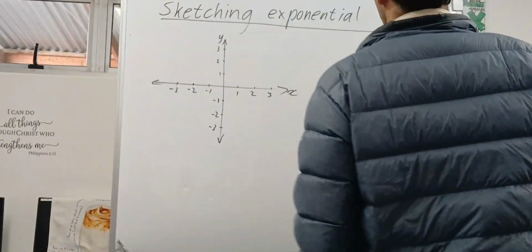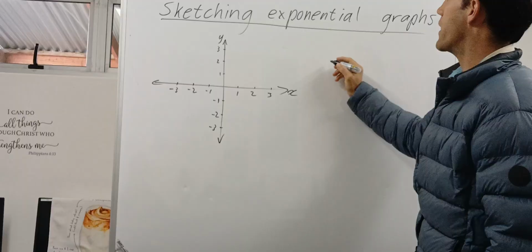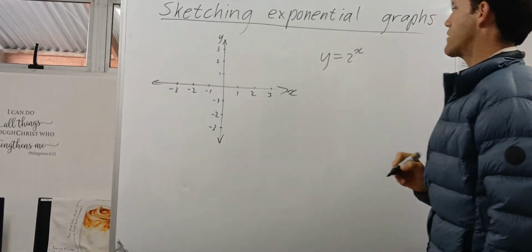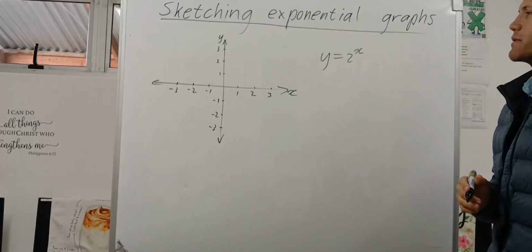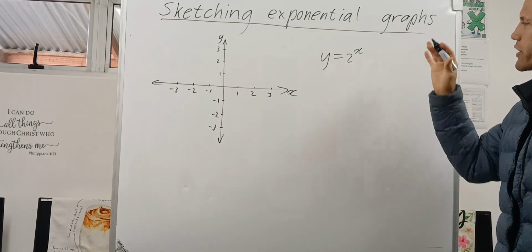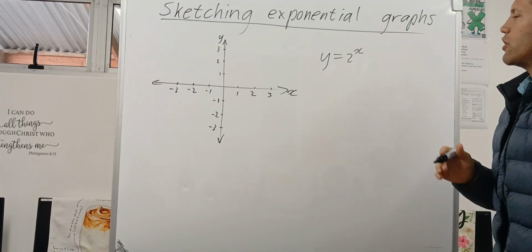Okay, so exponential graphs. We already spoke about the exponential graphs. Let's look at the basic one. Let's look again at y equal to 2 to the power x. Okay, very basic exponential graph. Y equal to 2 to the power x. Okay? We said that you can substitute 0, negative 1, and 1 to see what the graph would look like.